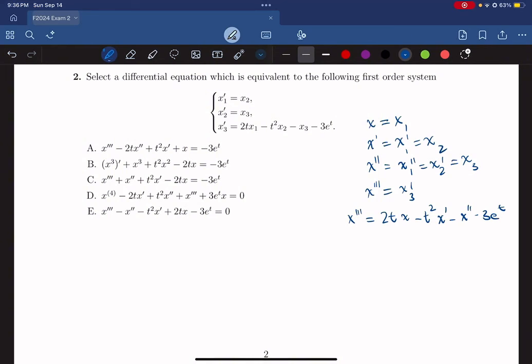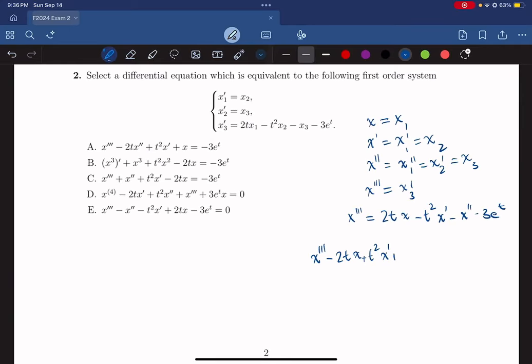And we're just going to bring all the x terms to one side. And we're going to leave the negative 3e to the t on that side. And so from that we know that x plus t squared minus, yep, that's the answer.